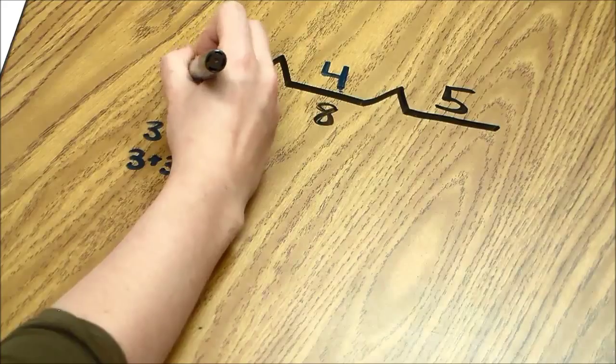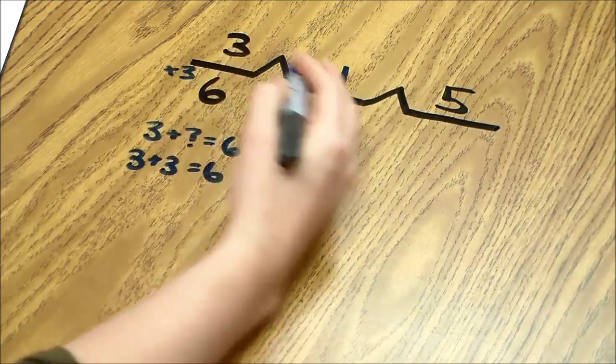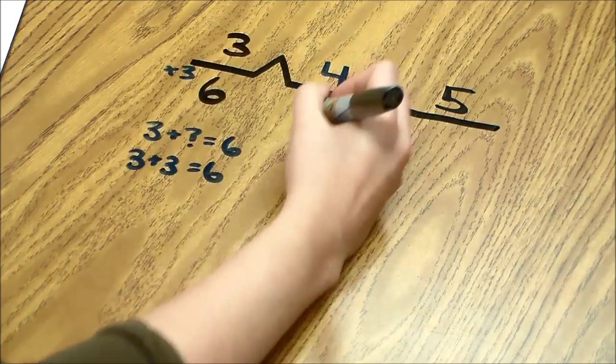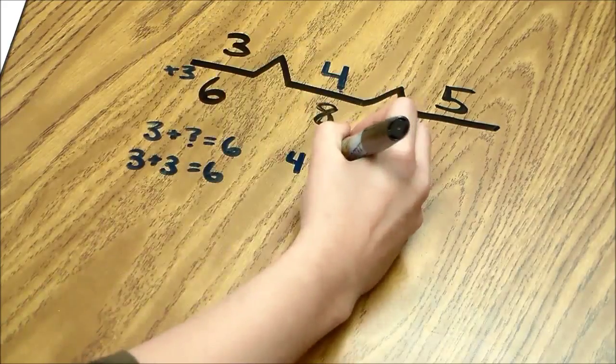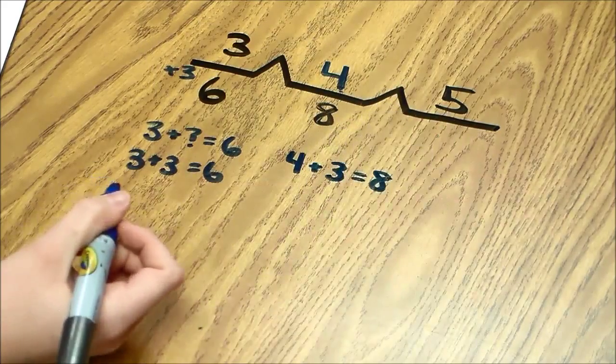Now I'm looking at the relationship between 4 and 8. I want to apply the same rule as before. 4 plus 3. Wait a minute. I know that's not true. Let's find out what the rule would be between 4 and 8.